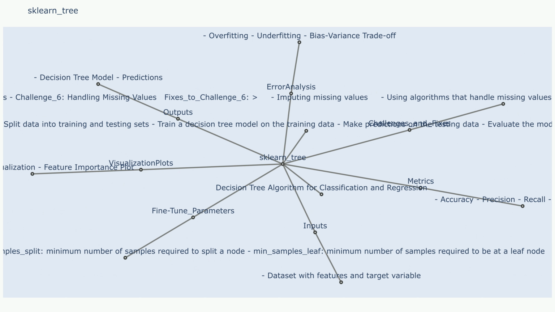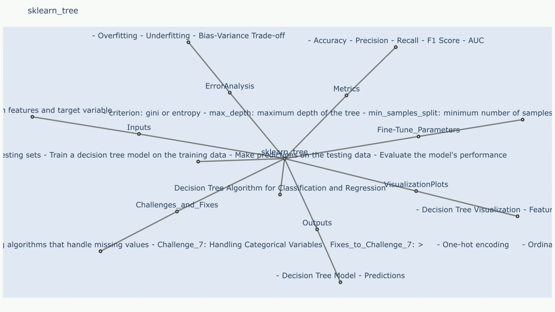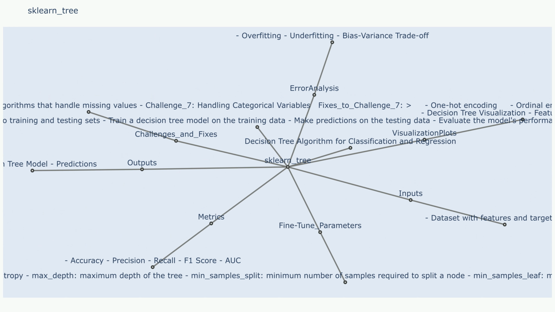Fine-tune parameters. Max depth controls the maximum depth of the tree, limiting the complexity of the model to prevent overfitting. Min samples split specifies the minimum number of samples required to split an internal node. Min samples leaf specifies the minimum number of samples required to be at a leaf node. Criterion defines the splitting criteria. Common options include Gini for the Gini impurity, which measures the probability of misclassifying a randomly chosen instance, and entropy for information gain, which measures the reduction in uncertainty after a split.